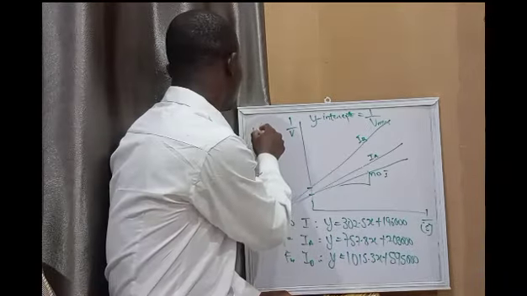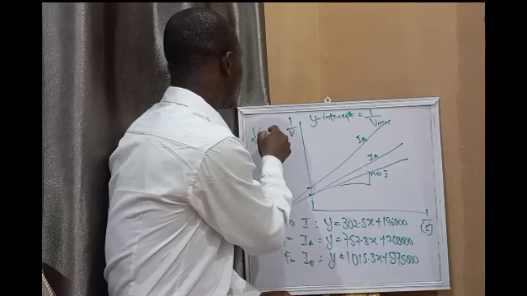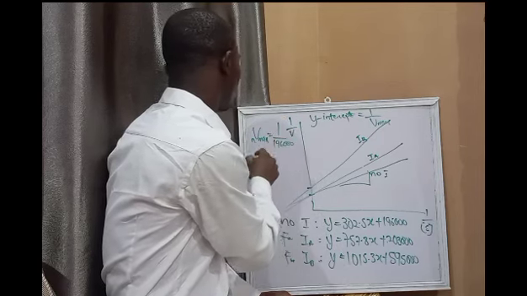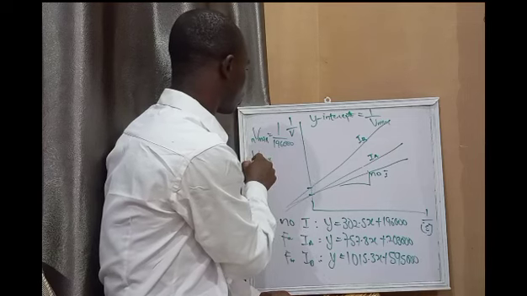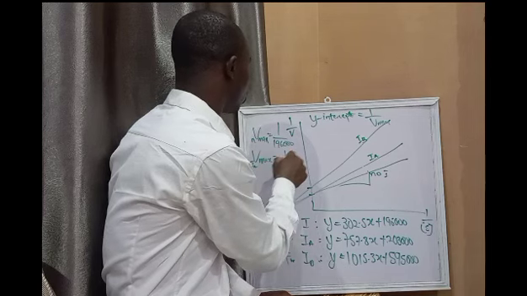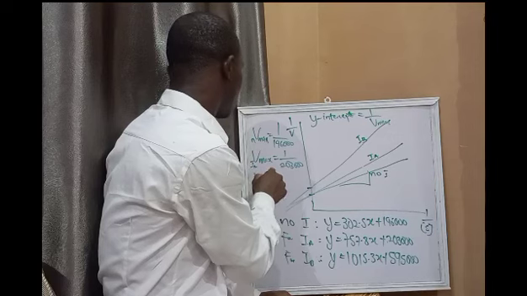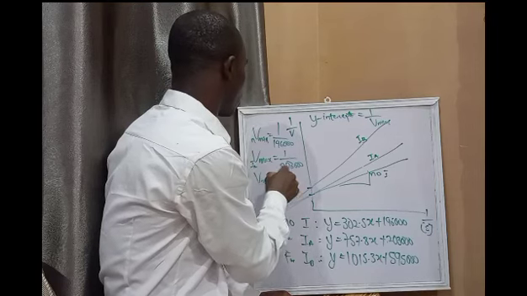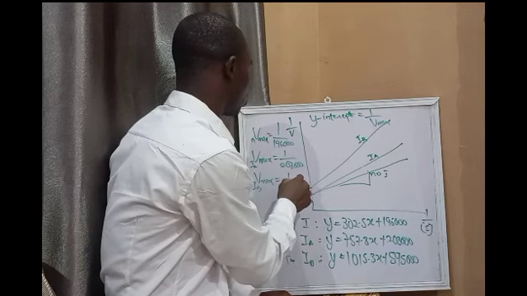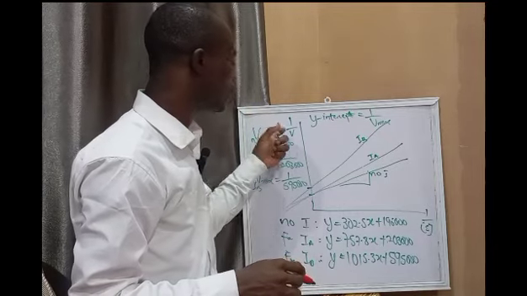So the Vmax for no inhibition will be 1 over 196,000. The Vmax for inhibitor A would be 1 over 203,000, and then the Vmax for inhibitor B will be 1 over 595,000.